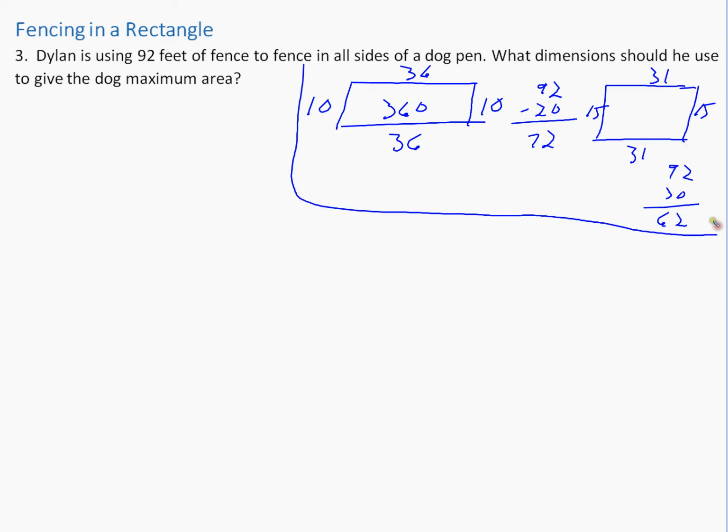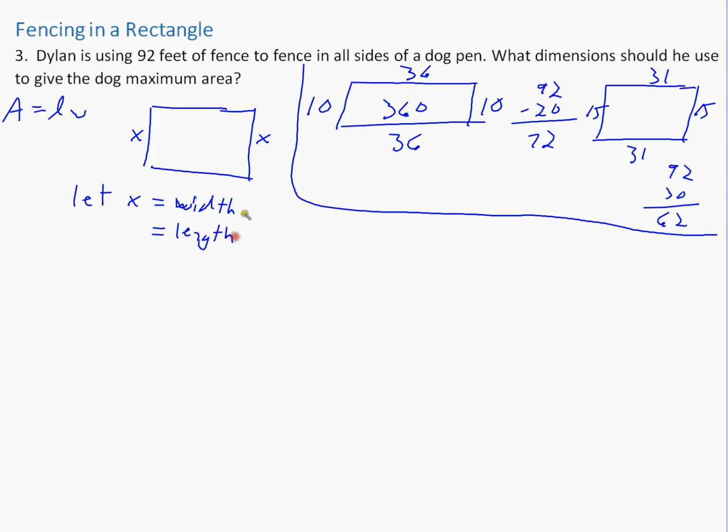We could do this by hand and keep guessing and checking and figure out the best area. But what we can also do is think, okay, if we have a rectangle with a length and a width, we know that the area is length times width. So I'm going to let our width be x. So let x equal the width. Our length then, we have to figure out our length. Well, we have a total of 92 feet for around this whole thing. We're already using up 2x of it.